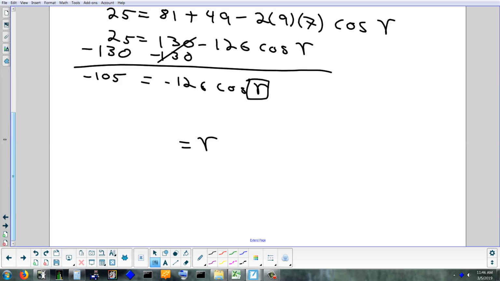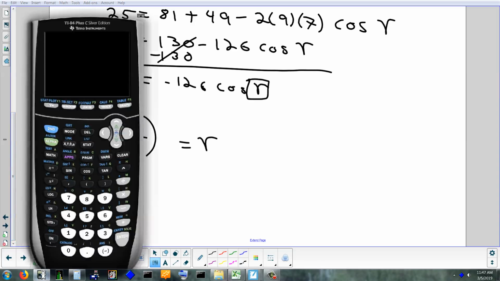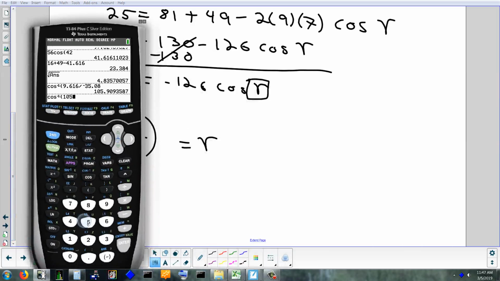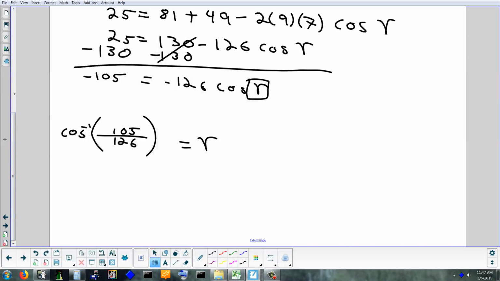Which one do I get rid of first? How about Nate? The negative 126. Yep. And how do you do it? Divide. Yep. So we're going to divide. That's going to cancel the negatives on the other side. And now I would have cosine gamma. And how do we get rid of cosine? Emma? Inverse cosine. Okay. So second, inverse cosine, 105 over 126. 33.557.